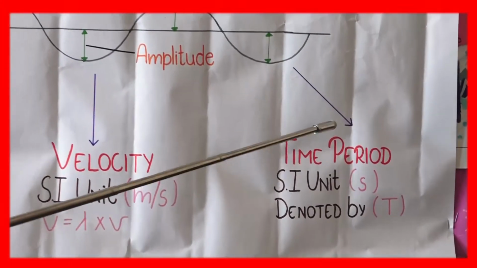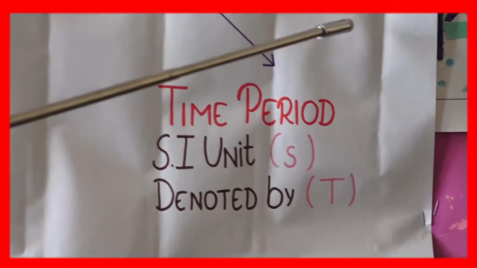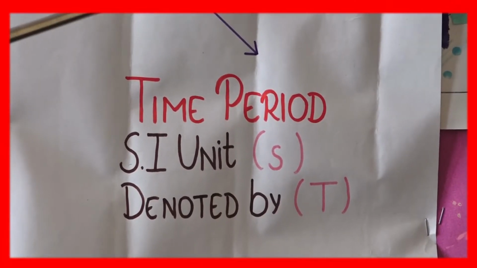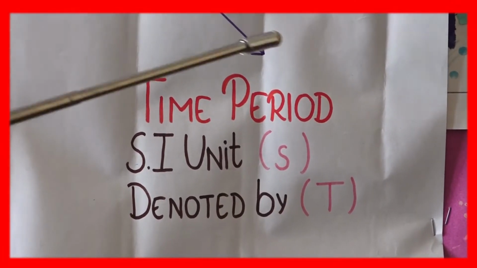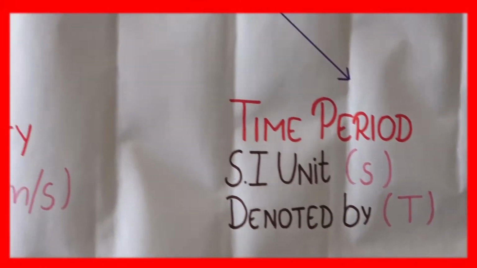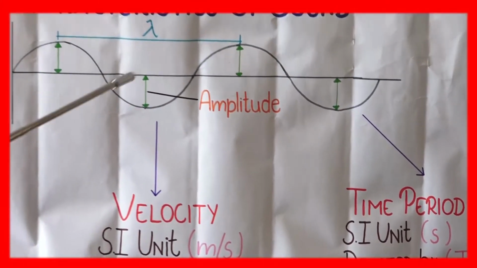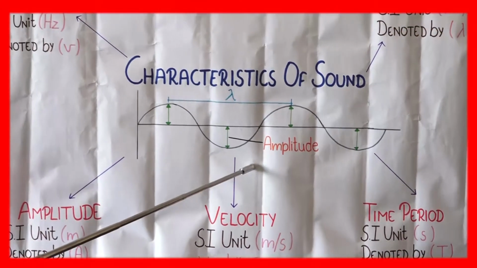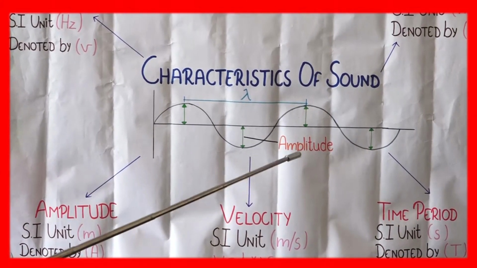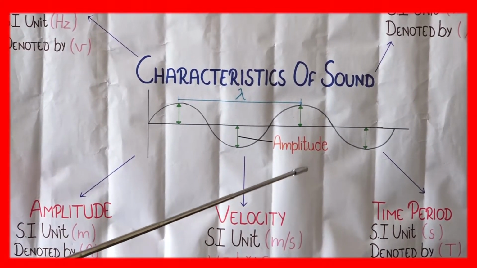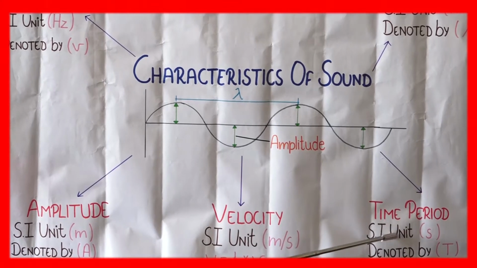Next characteristic is time period. The time taken by the wave to complete one oscillation, or we can say the time taken by the wave to travel a distance equal to one wavelength, is called time period. It is represented by the letter T and its unit is seconds.